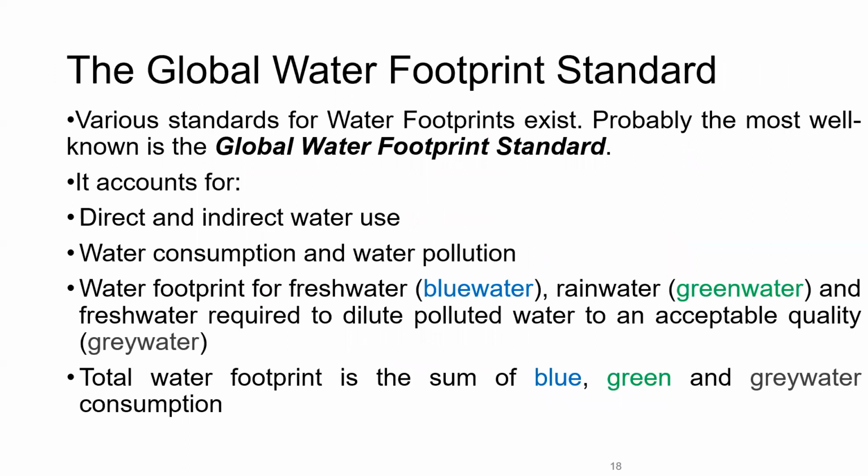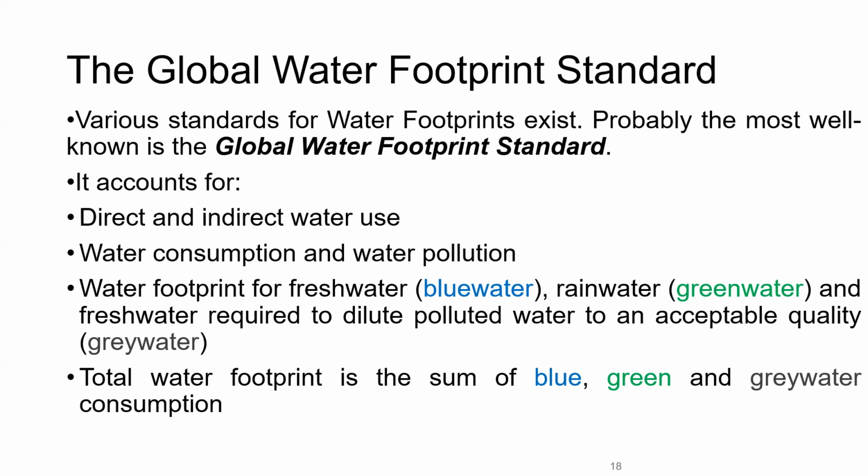In the global scenario here, you can see various standards are there for water footprint. One is the global water footprint standard, which is the most well known, and this accounts for direct and indirect, as we have already discussed in the previous slide. Whenever we are calculating the water footprint, we should not ignore indirect water footprint, indirect water consumption, right? So water consumption and water pollution can be there in the water footprint when we have the gray water, right? The water footprint for fresh water is known as blue, the rainwater is green, and the fresh water required to dilute the polluted water to acceptable quality, or for recycle and reuse, is the gray water.